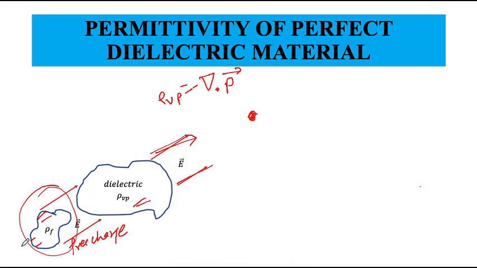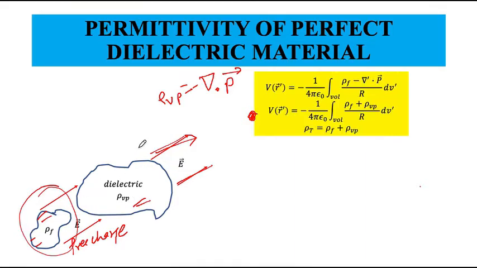So I have free charge here, and I have charges rho Vp, therefore the potential at the field point will be given by both the free as well as the volume charge. So that would be rho F minus gradient of P. This is the volume charge, over 4 pi epsilon naught r dV. Again, we are evaluating the field very far away, at a distance from the dielectric.